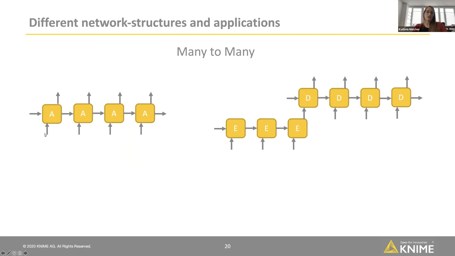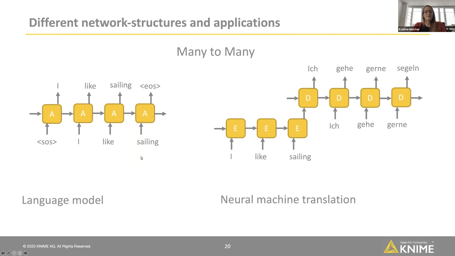We have the option that we say always when we see an input, we directly create also a prediction of our sequence. And the other option is to say we train two different recurrent neural network units, an encoder and a decoder, and we first just input our sequence, and then we have a dense representation, and then we start generating our sequence. An example application for a many-to-many recurrent neural network, where we directly always create also an output, would be a language model, and something where we first consume a sequence, and then we start generating a sequence, like the one here on the right, would be neural machine translation.